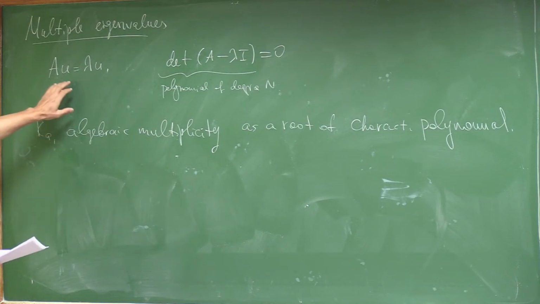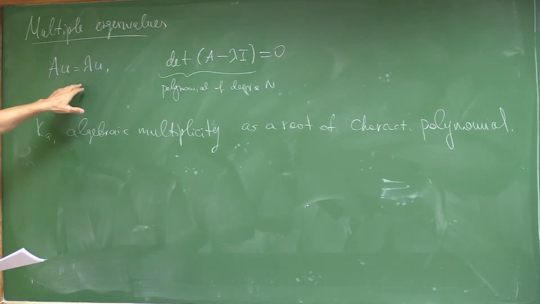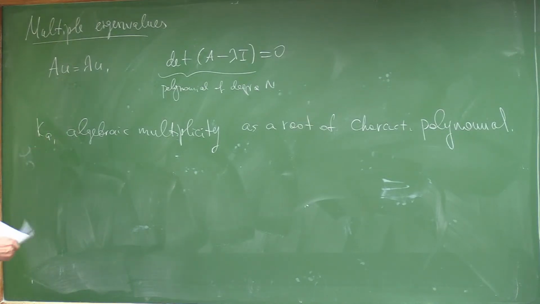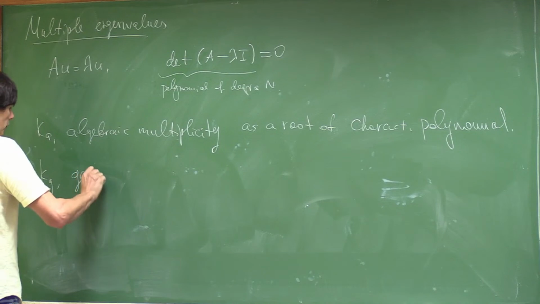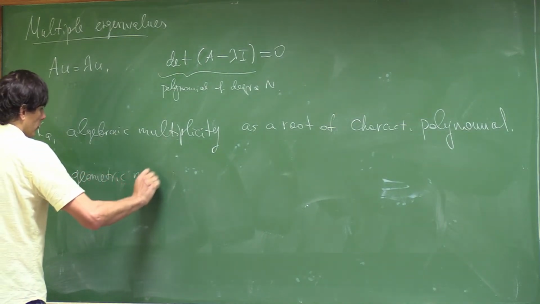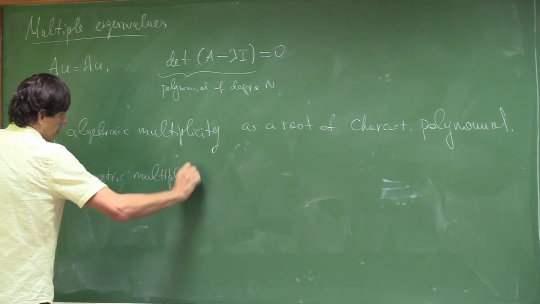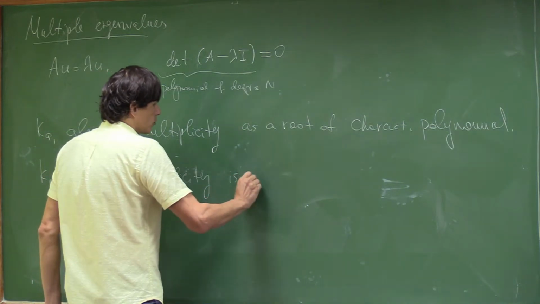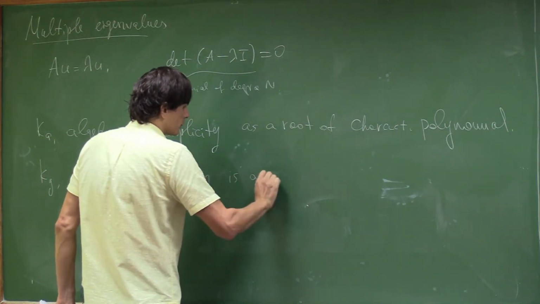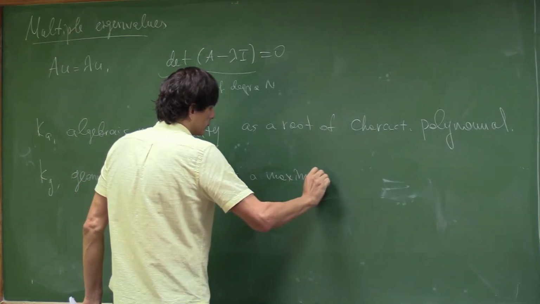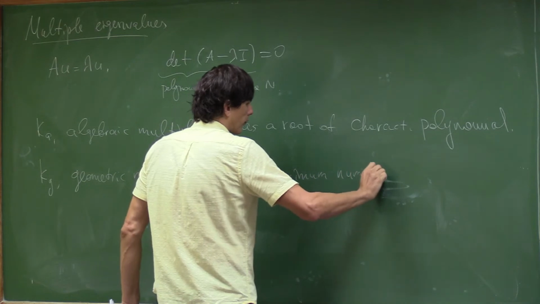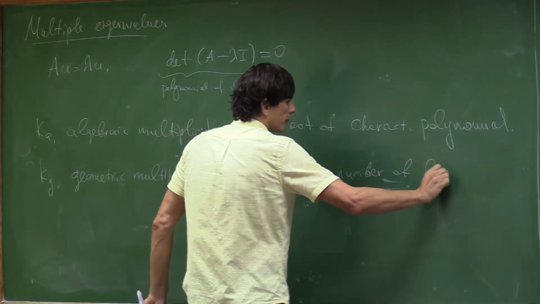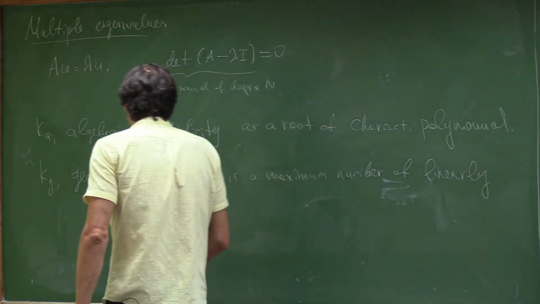But then there is another way, which is the eigenvalue problem in the vectorial form. And this eigenvalue problem can give you another type of multiplicity, which is geometric. And this is a number, a maximum number of linearly independent eigenvectors.